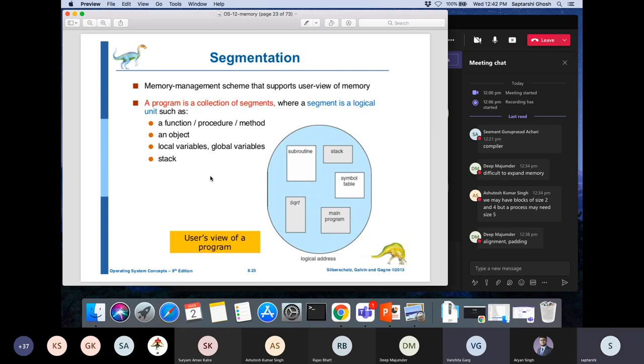So in segmentation, the effort is to make the memory management scheme similar to how a user views a program. When we view a program, the user's view of a program, we think of different functions, then maybe a symbol table, different objects, a stack, this kind of thing. In our mind when writing a program, we have these segments, the memory elements that our program uses. In this scheme of segmentation, we try to map each of these segments into a physical memory chunk.